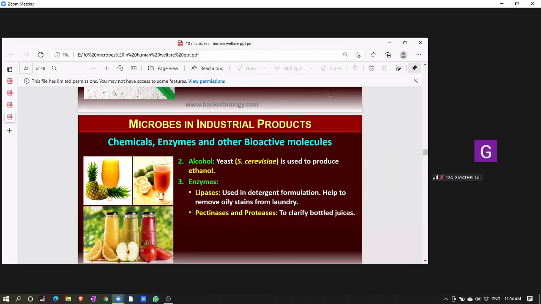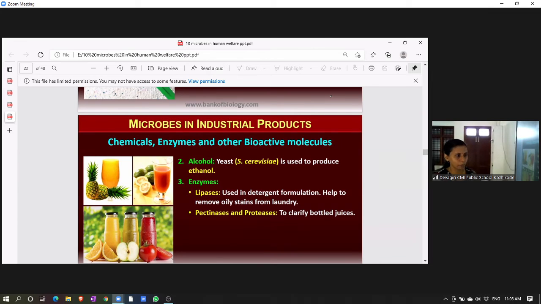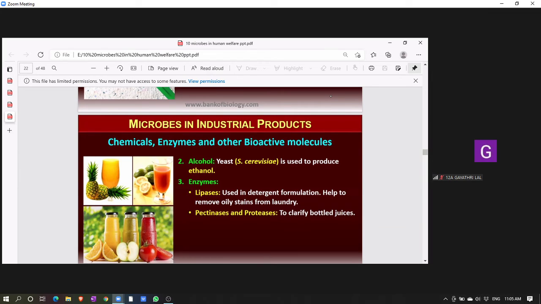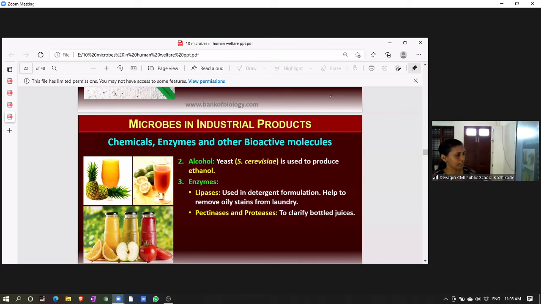What about lipases? It is used in detergent formulations. Yes, used in detergent formulation. One more enzyme is there. With that, I'll stop and give you a break. Gayatri, continue.